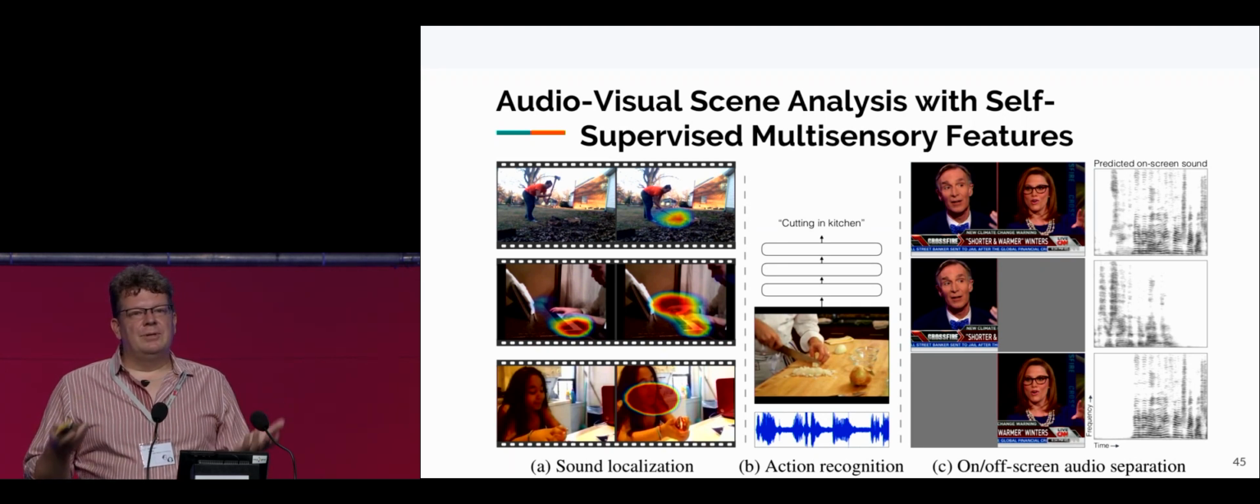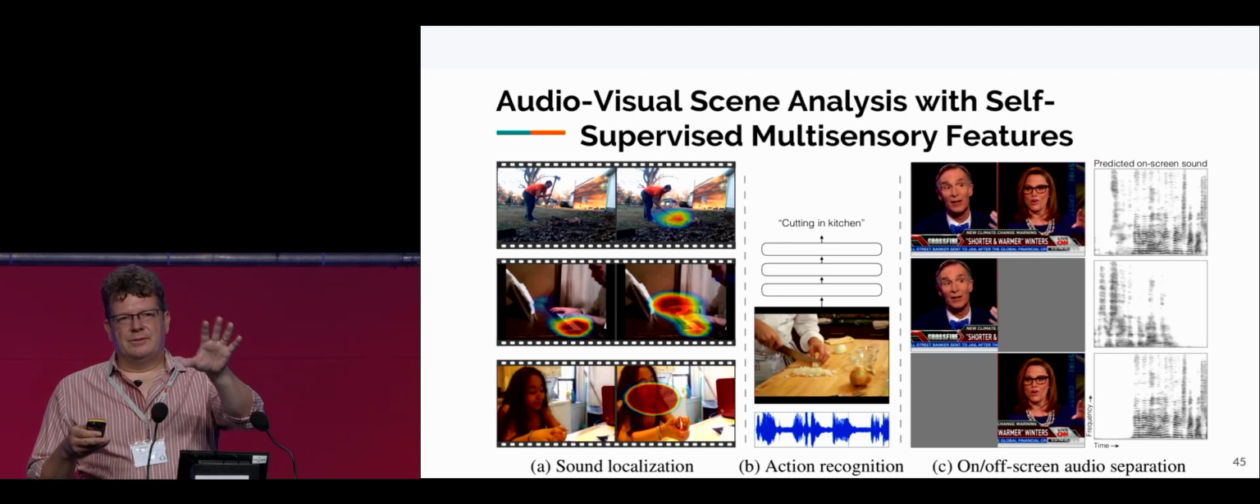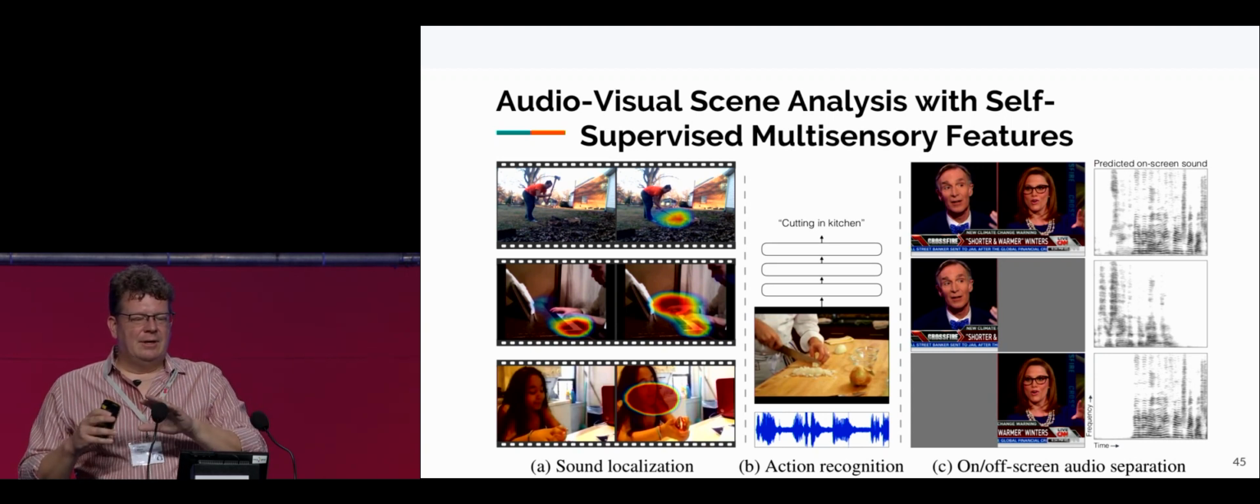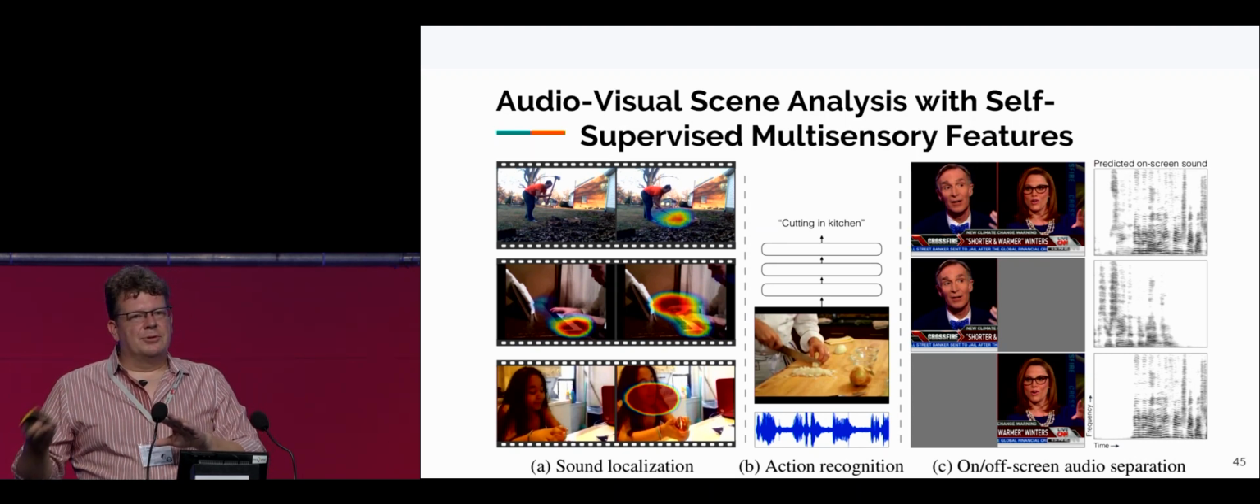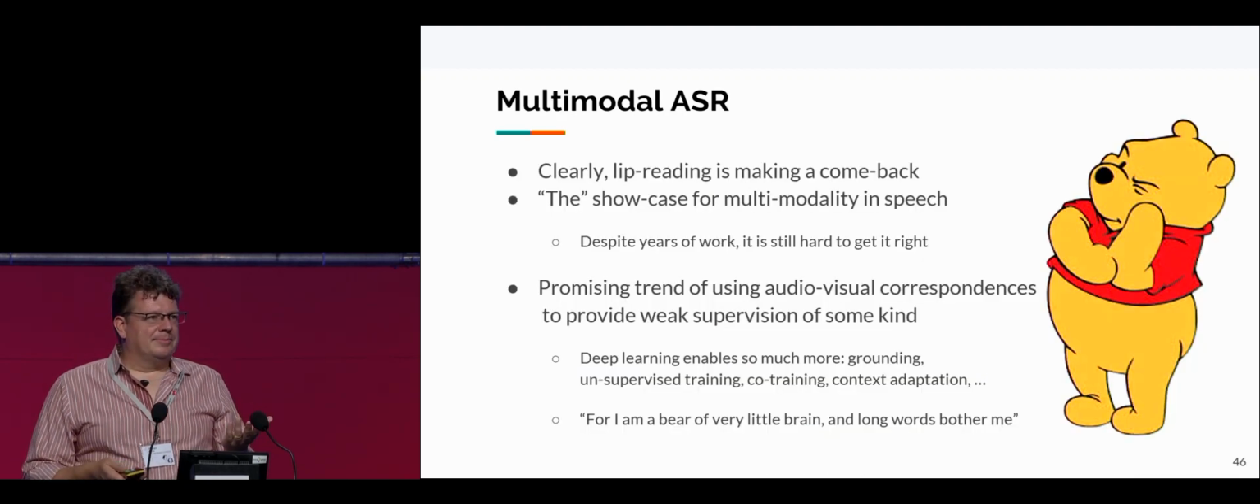So using visual information, we're able to recognize which part of the audio comes from the speaker that's visible on the screen and moves the lips, and we can separate out off-screen audio that does not correspond to something that's visible in the image. And all these things are sort of learned without labels.